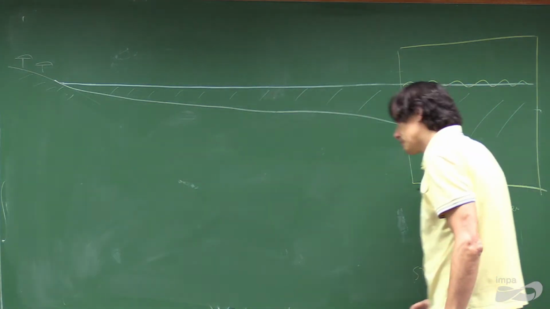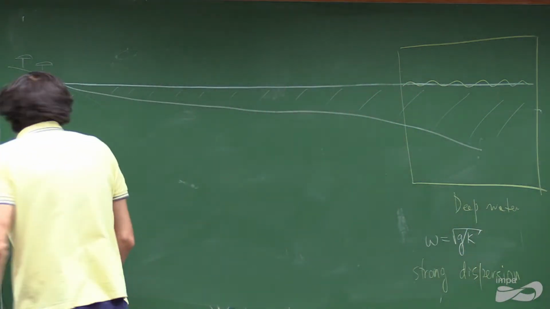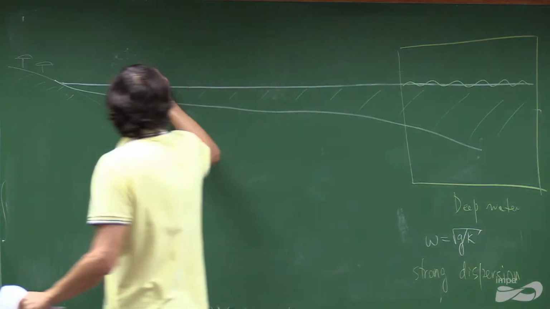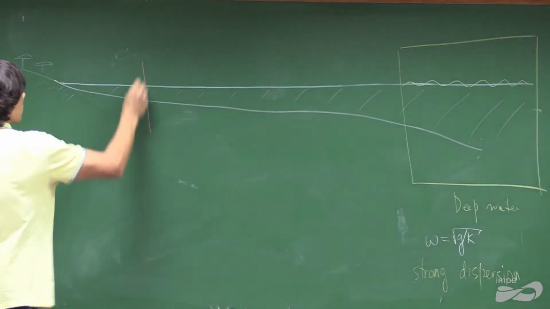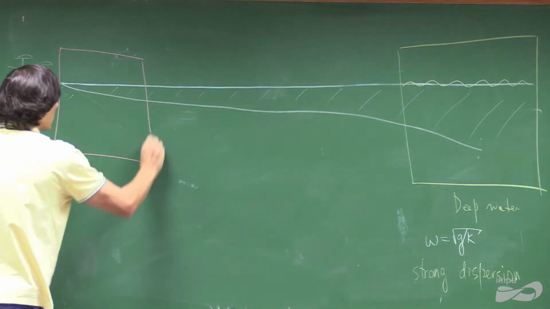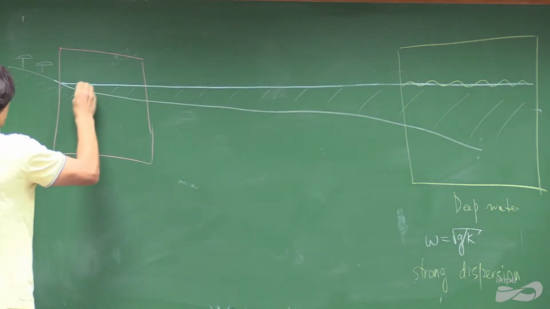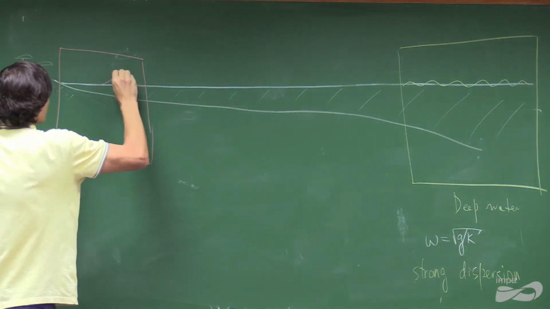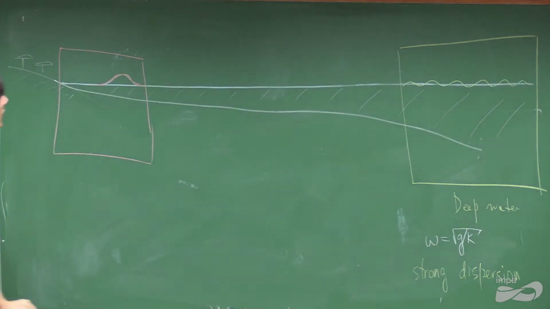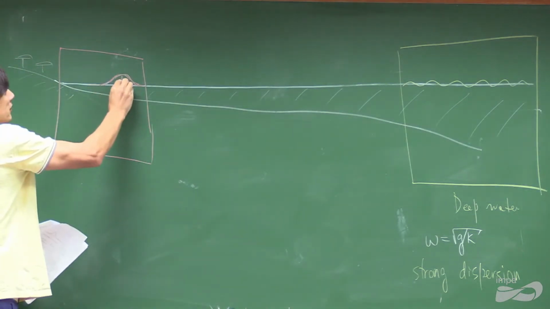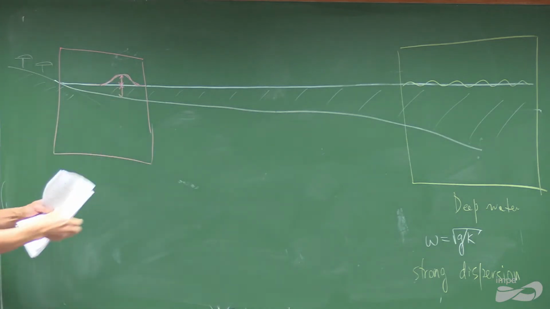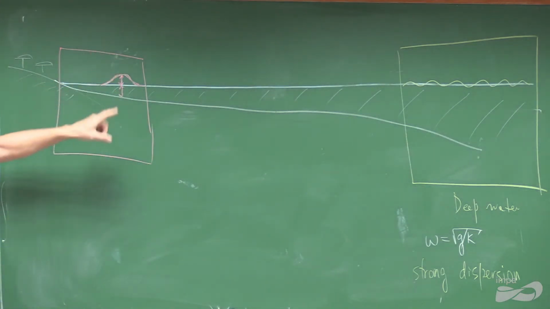The other regime is very near the beach. What you have here is that the wave which comes, its size becomes comparable to the depth. So this is strongly nonlinear.